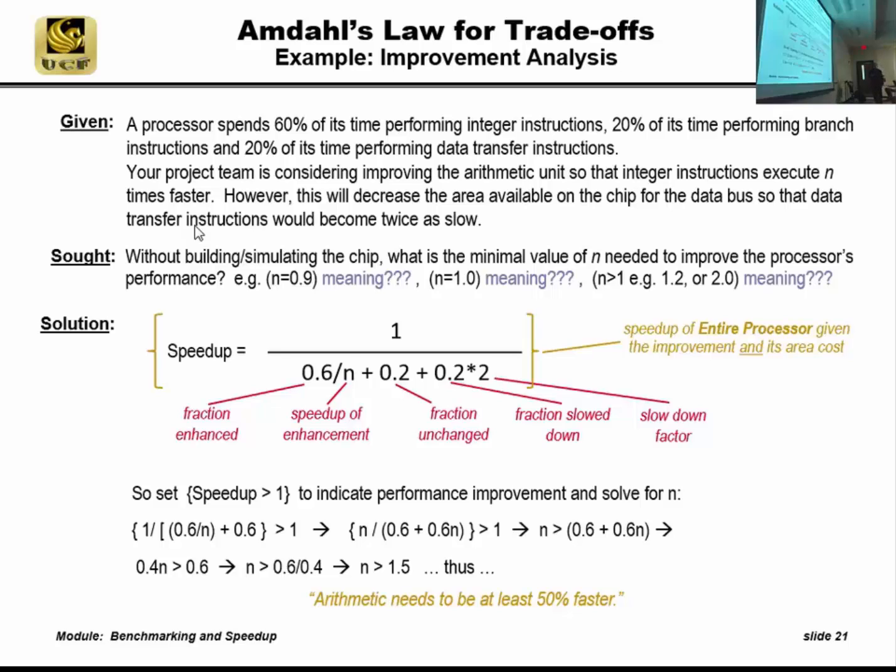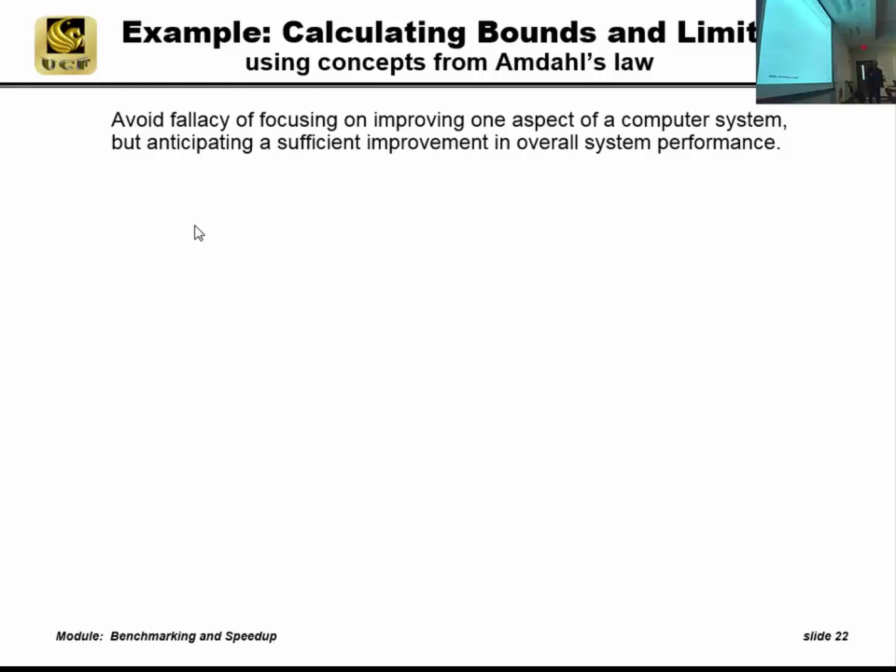What do you guys think of this? Kind of cool. Arithmetic unit has to be at least 50% faster, or don't do it.